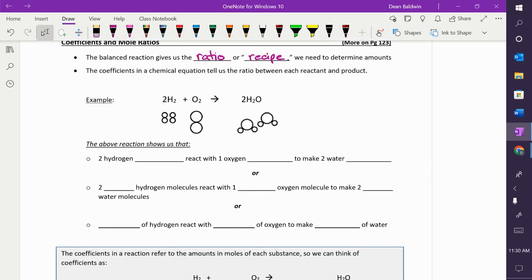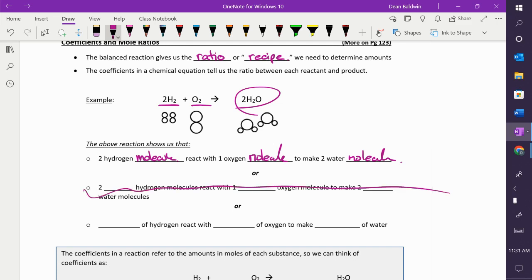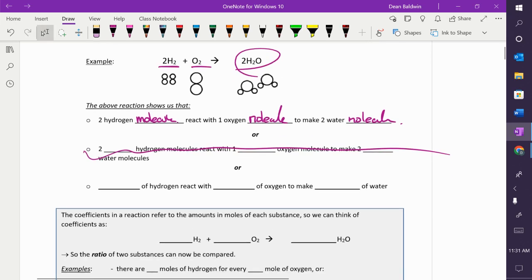So 2 hydrogen molecules react with 1 oxygen molecule to make 2 water molecules. I don't like the second one, so I'm not going to write that. Scratch it out. The last one is the one we're going to use a lot. Nobody talks about molecules. I mean, this is molecules reacting.